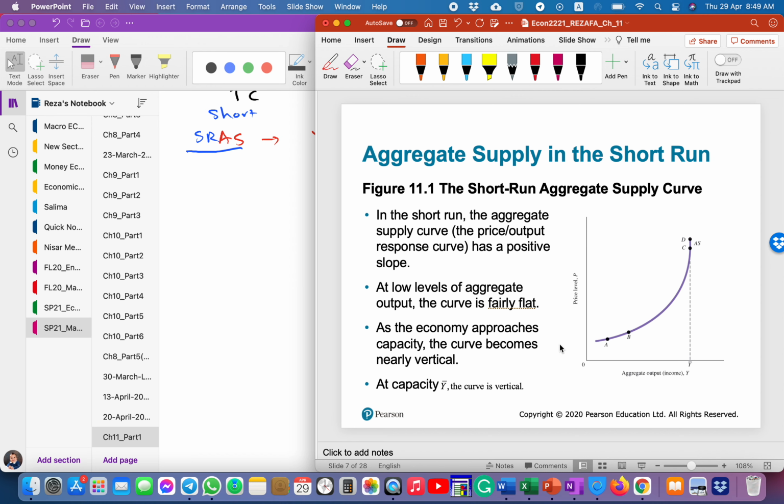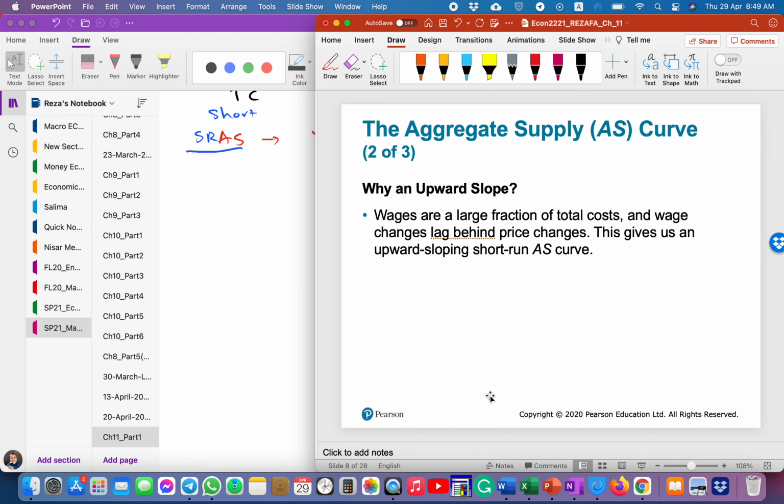It's fairly flat because if the unemployment rate is very high, the firms can quickly hire no matter how much and can produce more and more. So it's very flat, very elastic. As the economy approaches its maximum capacity, the aggregate supply turns vertical. So this is at capacity, or Y constant, the vertical side of the economy.